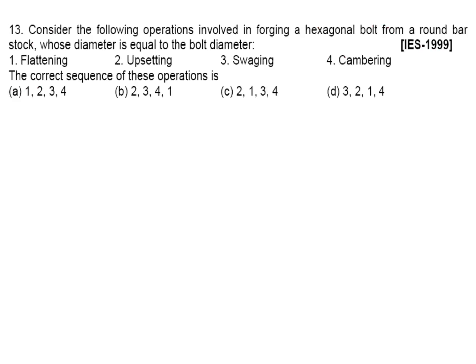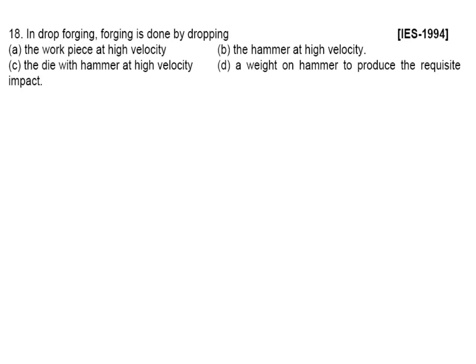Consider the following operations involved in forging a hexagonal bolt from a round bar stock whose diameter is equal to the bolt diameter. So, hexagonal bolt we will do from round bar. First we will do flattening, then we will do offsetting. Offsetting means we will increase the diameter, then swaging. Swaging is a rotary forging operation or radial forging. Sometimes in some books they mention it as radial forging operation. Then cambering. Cambering is the final operation. So 1, 2, 3, 4 from option A is our answer. This is also asked in PSU. In CIL or HAL they ask this question.